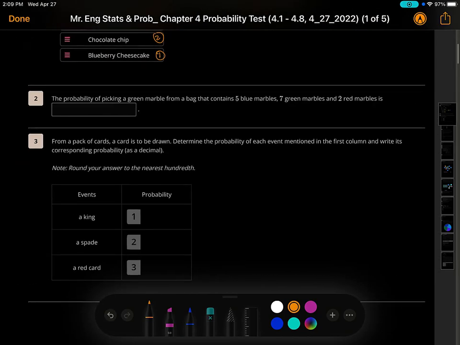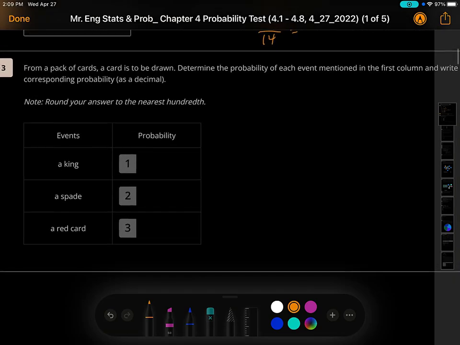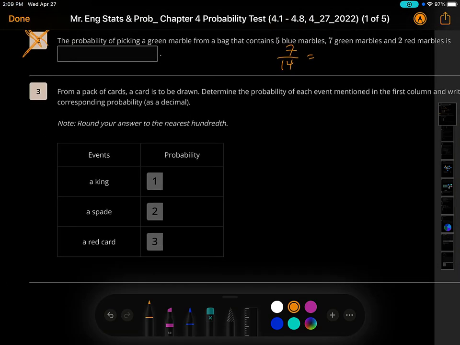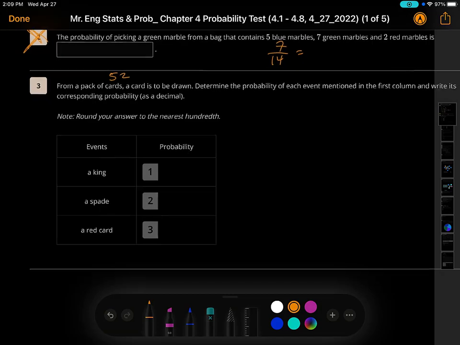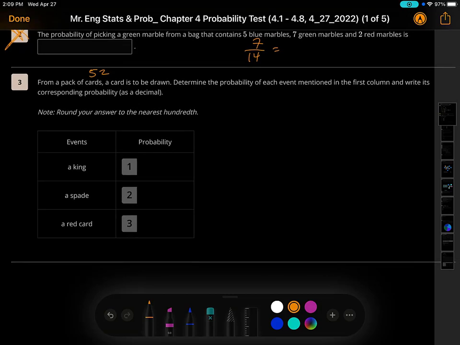Question number 2, the probability of picking a green. Question number 3, from a pack of cards, so there's 52 cards in there, determine the probability of each event mentioned in the first column and write its corresponding probability as a decimal round to the nearest hundredth. Hundredth means basically you have to look at this pink spot to help you determine that one.